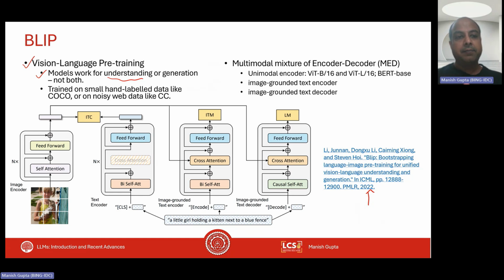Okay, previous models were trained on very small hand-labeled datasets like COCO or noisy datasets like Common Crawl. But BLIP was trained using a very rigorous cleaning pipeline. Again, I'm not going to talk about that pipeline in this session; if you want to read about that, you can read the paper. But they have a very interesting pipeline using which they have cleaned the data across multiple iterations and ensured that the pre-training has been done on super clean data.